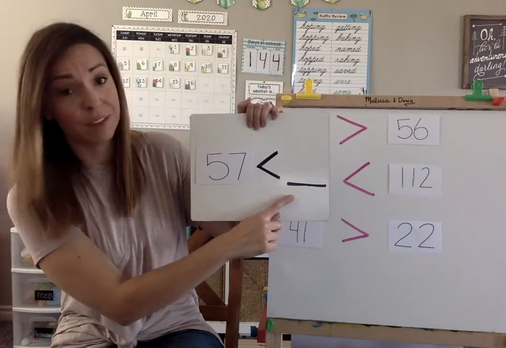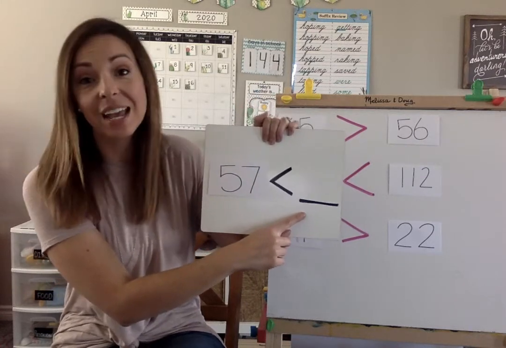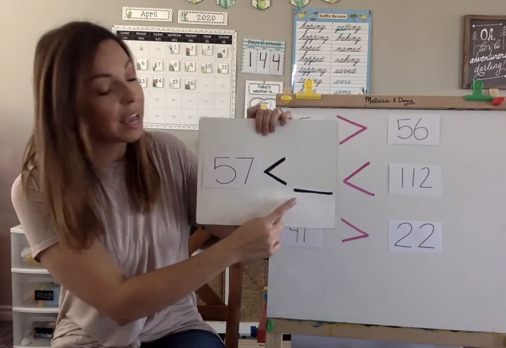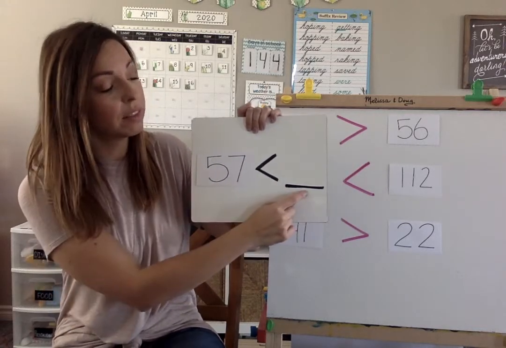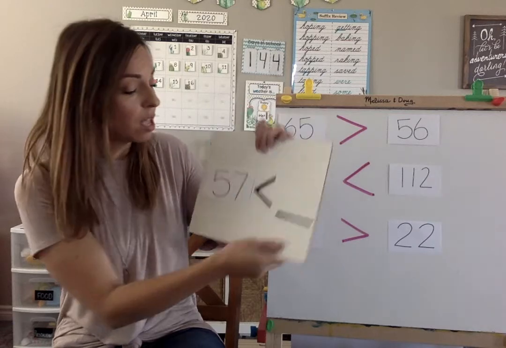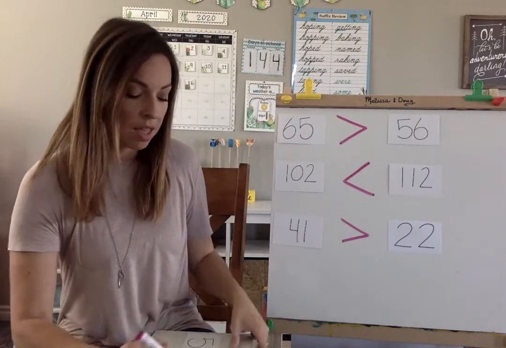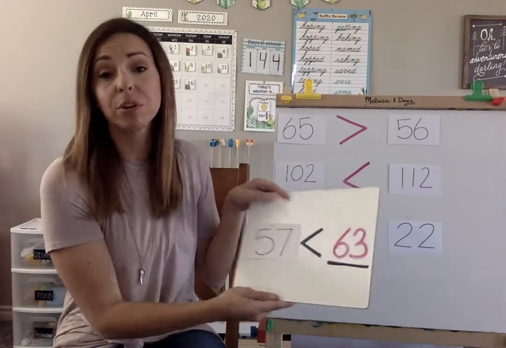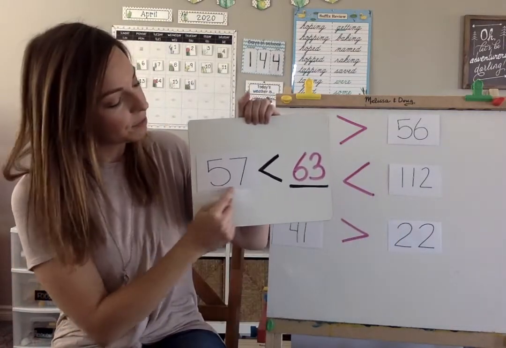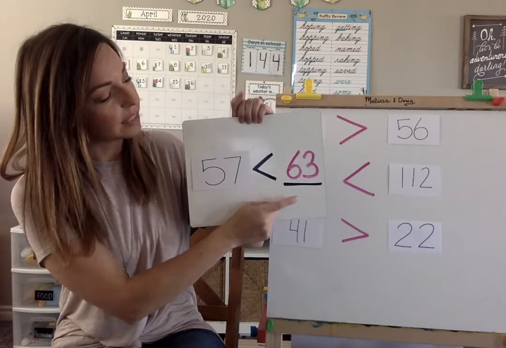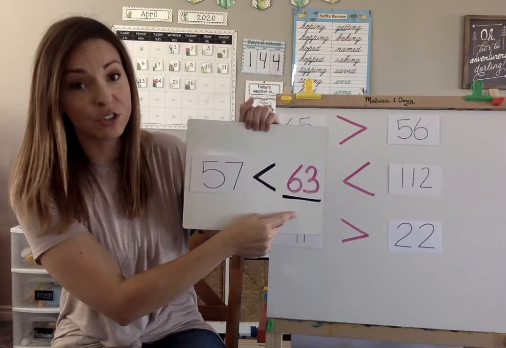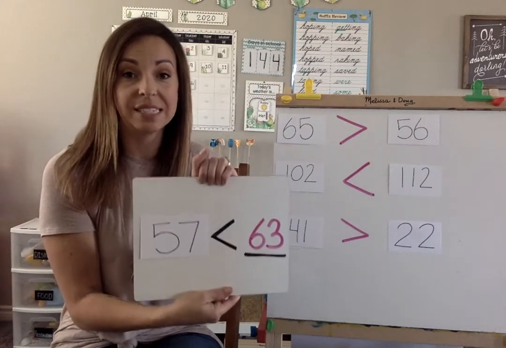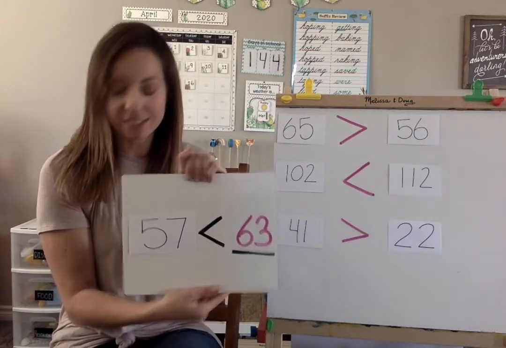If I want to write 58, I can write 58, I can write 63, I can write 1,000, I can write 5,000. Any number that's bigger than 57 would make this true. So I'm just going to pick the number 63. That's my number. Yours can be different. 57 is less than 63. Is that true? It is. So as long as the number is bigger than 57, then your answer is correct.